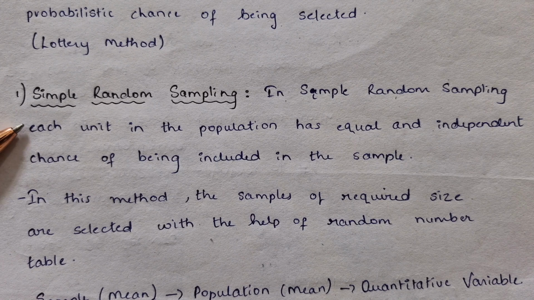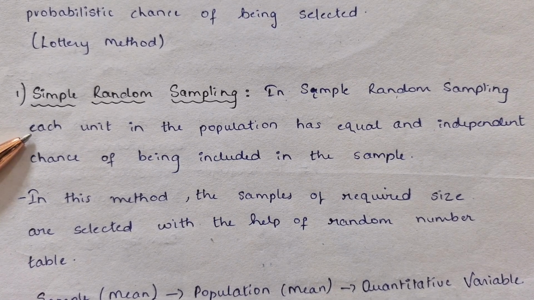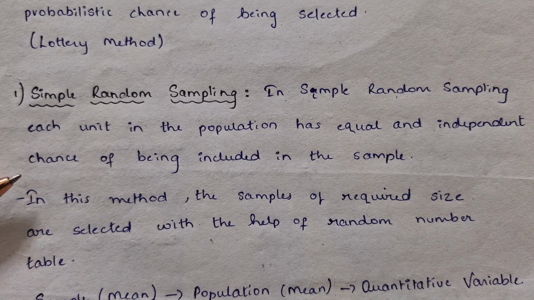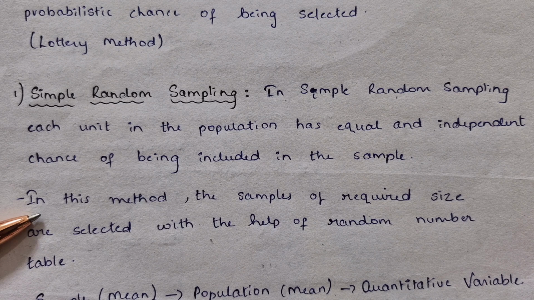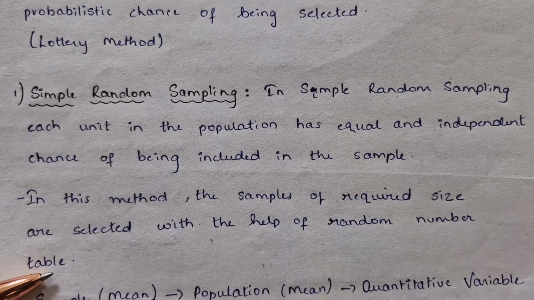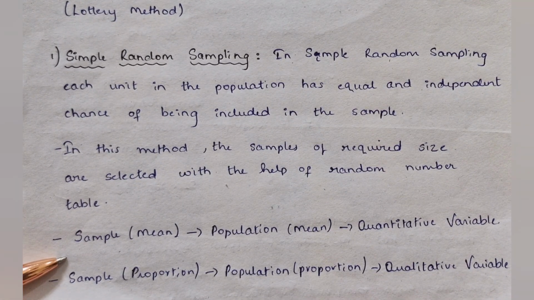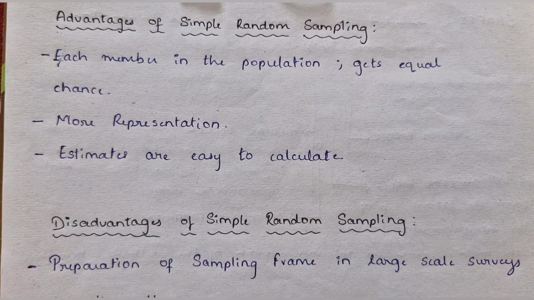In simple random sampling, each unit in the population has equal and independent chance of being included in the sample. In this method, the samples of required size are selected with the help of a random number table. Over here, the sample mean estimates the population mean, which is the quantitative variable, and sample proportion estimates the population proportion, which is the qualitative.